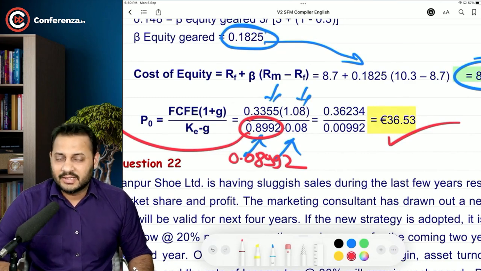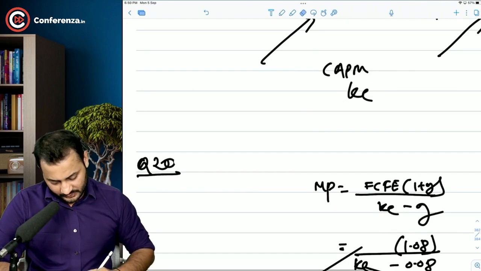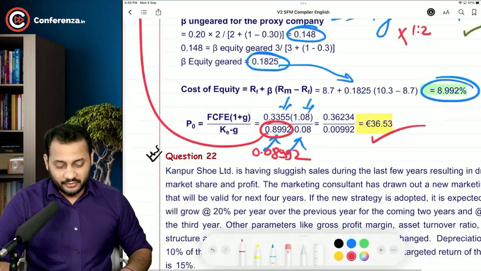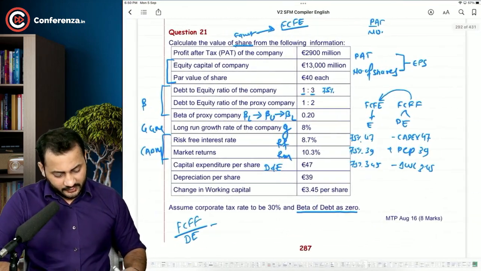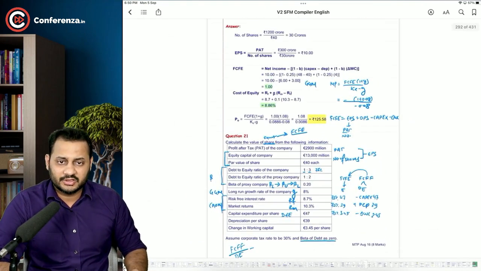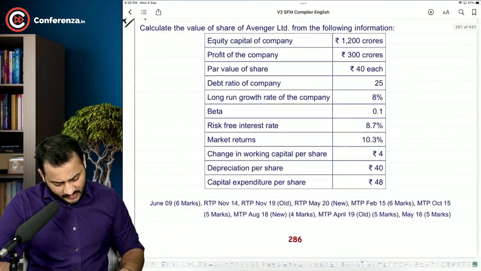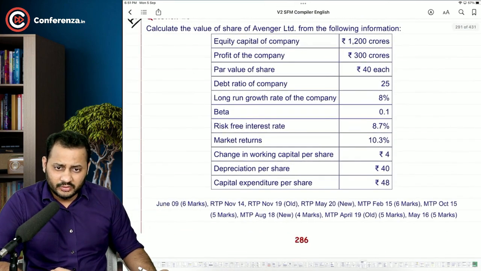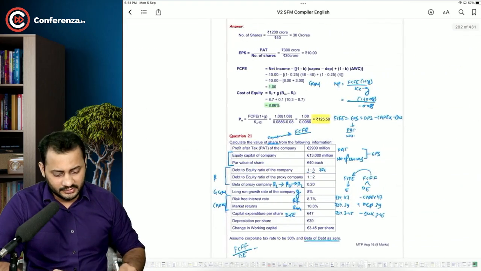Question number 20 is like that only. Acha, this is question number 21, right? I will just mark it as 21. Quite good question, na? It was asked for 8 marks in the mock test paper of August 16, and the previous question is like that only, and it was asked in the June 2009 exam, and I think no other exams. Always it has been asked in RTP. Latest RTP May 2020 it was asked in.